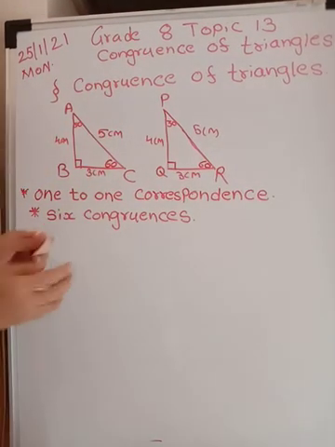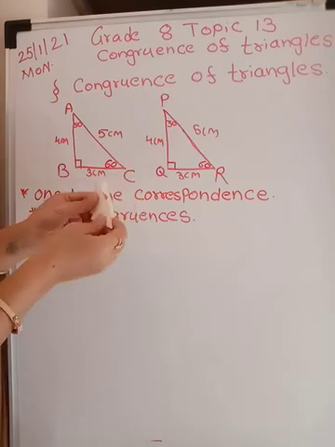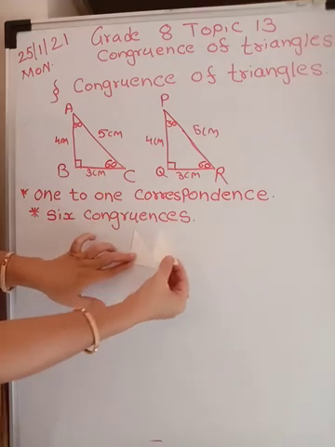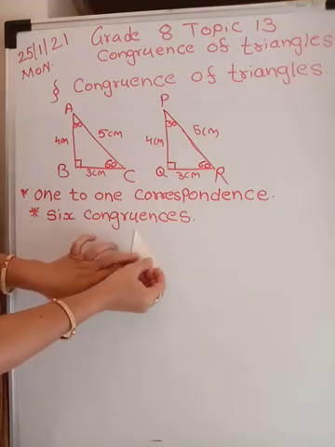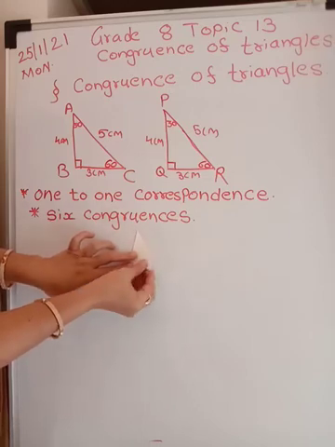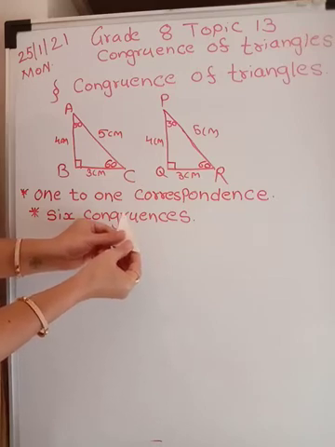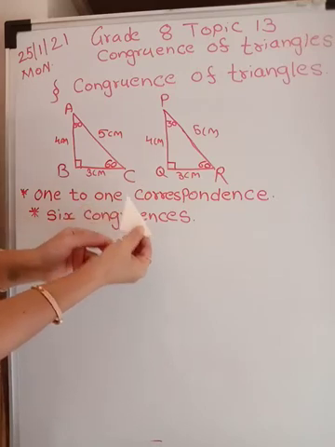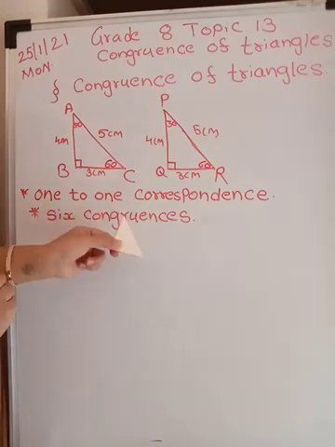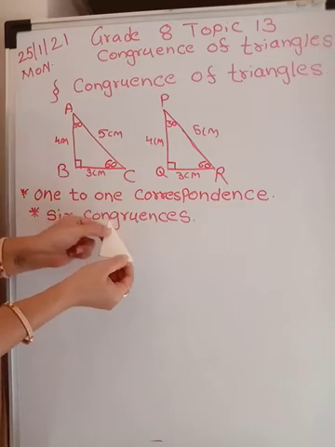Just see, these are two triangles which I have. This is one triangle and this is another triangle. If I pick one and put it over here, they exactly coincide with each other. Can you see? They are exactly coinciding with each other. This is to say that these two triangles are congruent. That means each angle is equal and the lengths of all the sides are also equal.